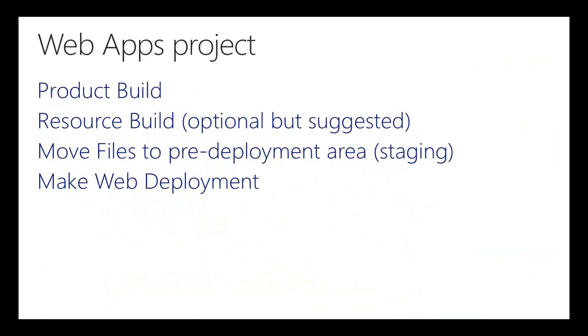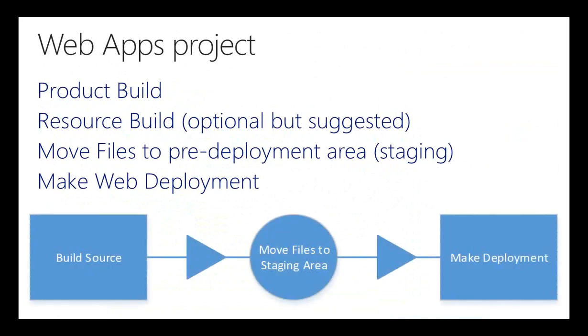Once the project's built, then you need to pick and choose and move the files you need to a pre-deployment area and arrange them in a format that Web Apps Deployment likes. Once that's all staged, then you actually build the deployment, which is essentially just zipping up that staging area and prepping it for the deployment tool. Sounds like a lot of work, but we do have some scripts to help automate that whole process, which we will show. And here's, again, build source, then move the files to the staging area, and then actually make the deployment, which is really just zipping up the files from the staging area.